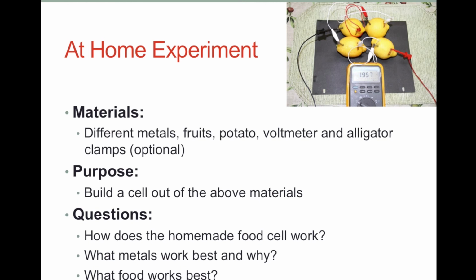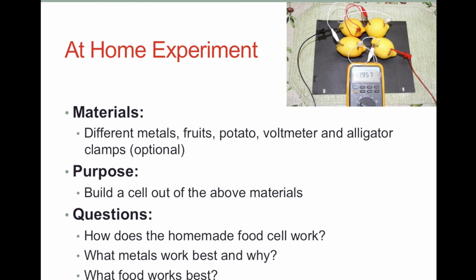Now that we have come to the end of the video, I would like to leave you with a fun at-home experiment to try on your own to see if you can better understand the material that we have just covered. In this experiment, you will need different types of metals, different fruits, a potato, a voltmeter, and alligator clamps. You are going to build a cell using the above material. Just as a hint, make sure you look at the picture in the upper right-hand corner to help you out. When you're doing this experiment, I would like to see if you can answer these 3 questions.